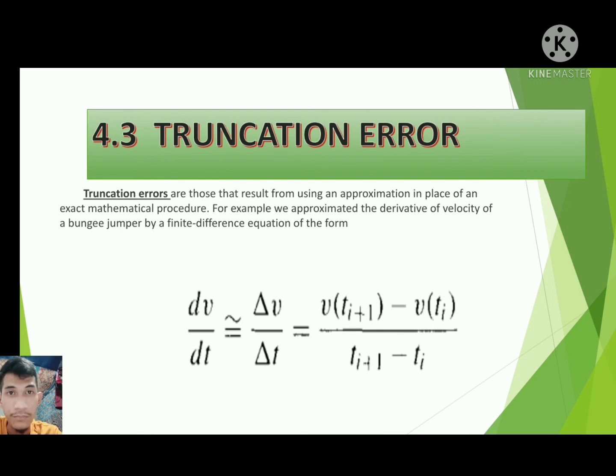Truncation error. Truncation errors are those that result from using an approximation in place of an exact mathematical procedure. For example, we approximate the derivative of the velocity of a bungee jumper by a finite difference equation of the form dv/dt approximately equal to delta v over delta t, equal to v(t sub i plus 1) minus v(t sub i) over t sub i plus 1 minus t sub i. Next.